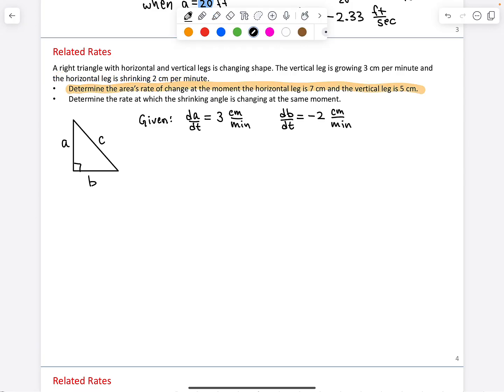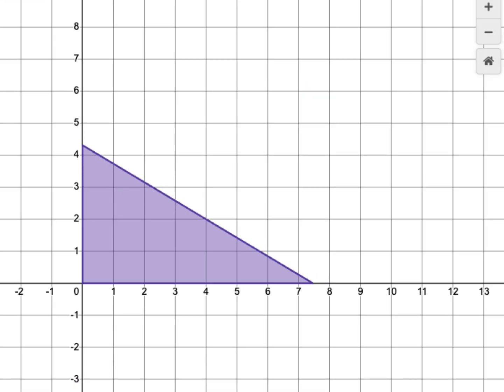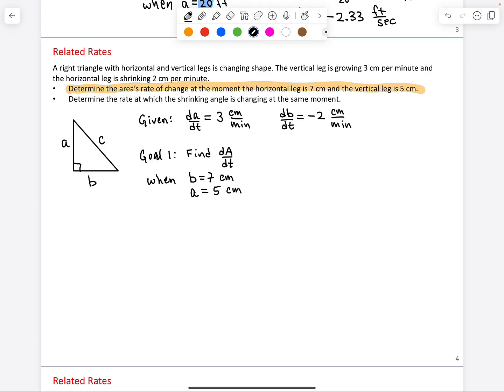Our goal, and I'll call this goal 1 because there will be 2 questions on this page, is to find the area's rate of change, so find dA/dt, capital A for area. At the moment, the horizontal leg, which is b, is 7 centimeters, and the vertical leg, which is a, is 5 centimeters. So in our dynamic imagery, we want to find the rate of change in the area of this triangle at this moment, and then unfreeze, and the triangle continues to change shape. So next is to come up with an equation that relates the variables that are relevant.